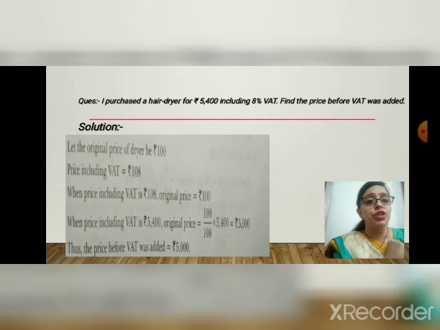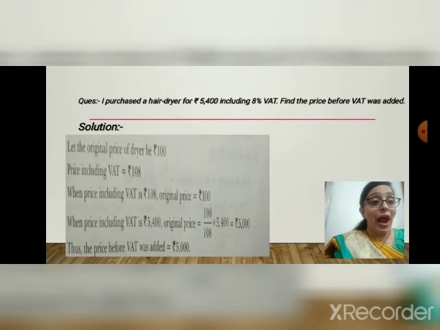So let the original price of the dryer be 100. The price including VAT will be how much? They charged VAT 8%, so it will become 108. How? Price including VAT: let the original price be 100 and 8% VAT, so 100 plus 8 equals 108 rupees. So when the price including VAT is 108, the original price is 100.